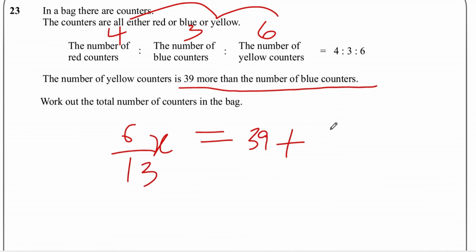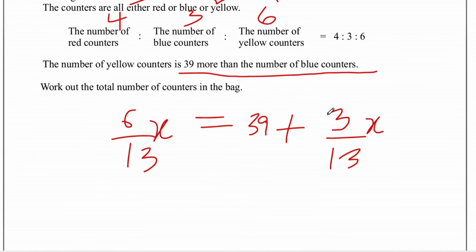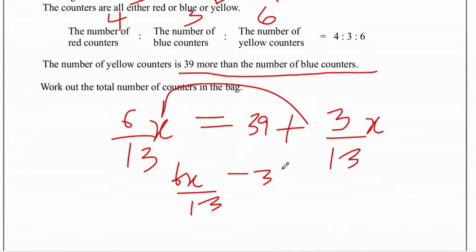How do you get the number of blue? You take the ratio for blue, which is 3, divide by the total ratio, which is 13, and multiply by what you're sharing, which is x. So we're going to use this equation to solve it. How do we do that? Collect like terms, bring this to this side. So you have 6x over 13 minus 3x over 13. So that positive became negative, and this is equal to 39.